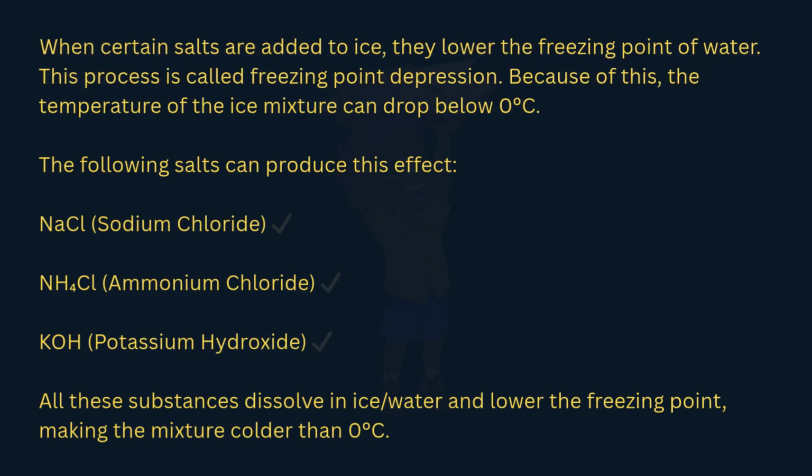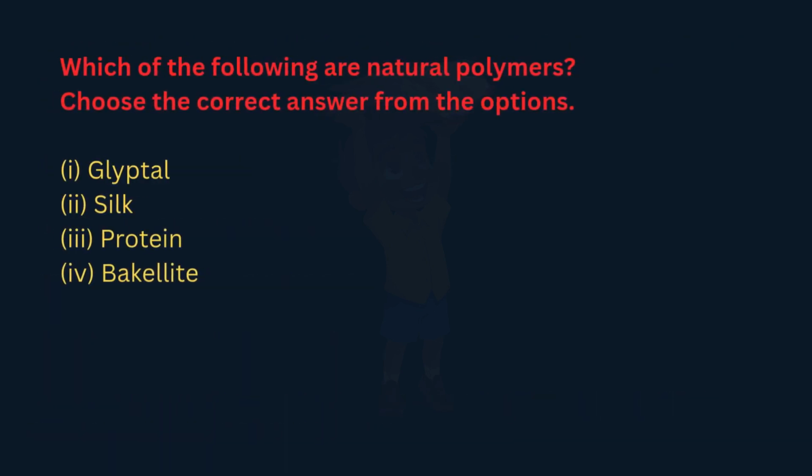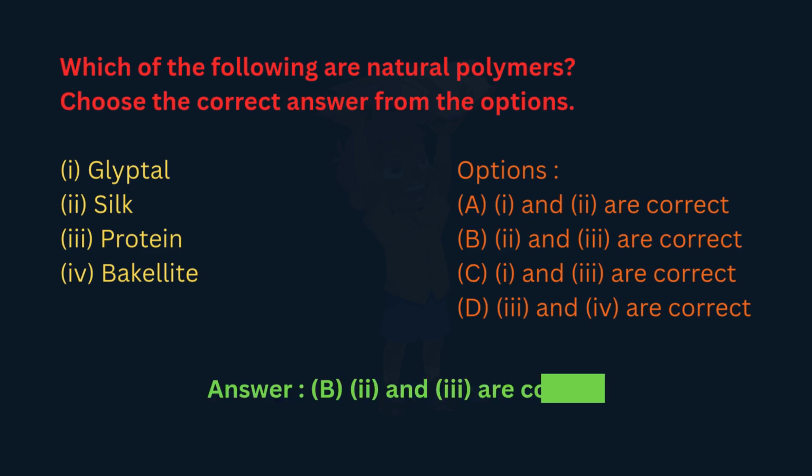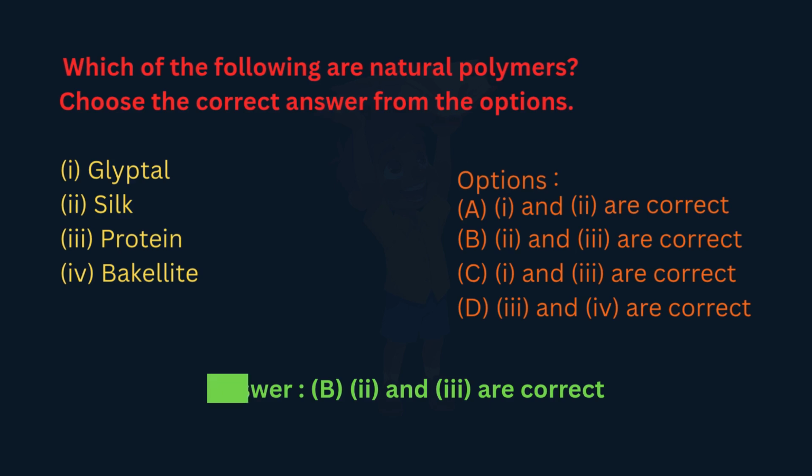Which of the following are natural polymers? Choose the correct answer from the options. 1. Glyptal. 2. Silk. 3. Protein. 4. Bakelite. Options: A, 1 and 2 are correct. B, 2 and 3 are correct. C, 1 and 3 are correct. D, 3 and 4 are correct. And the answer is option B, 2 and 3 are correct.